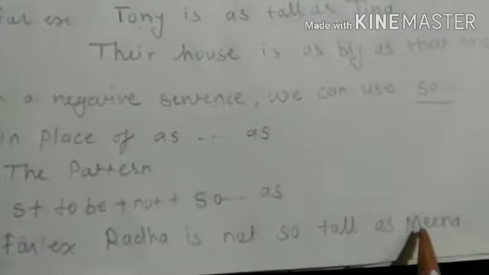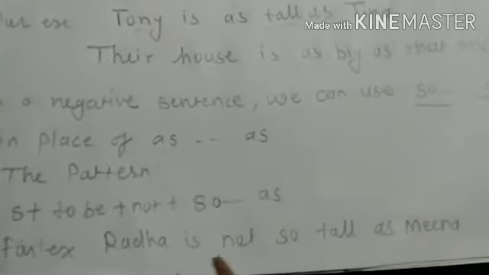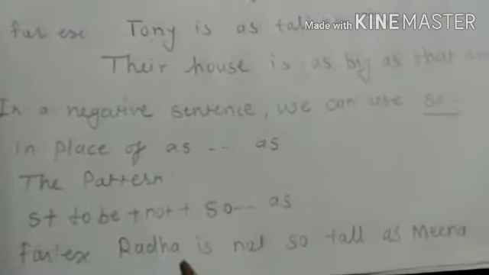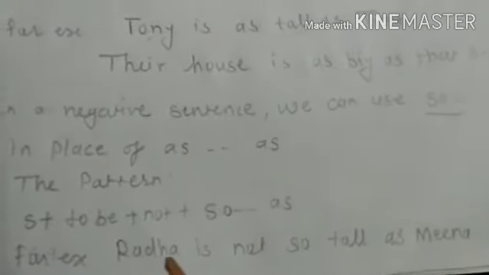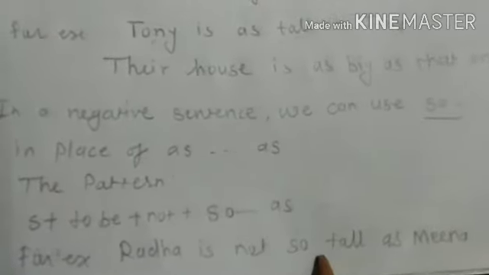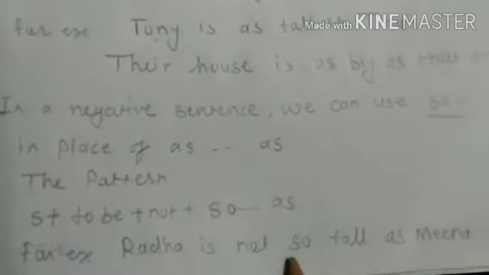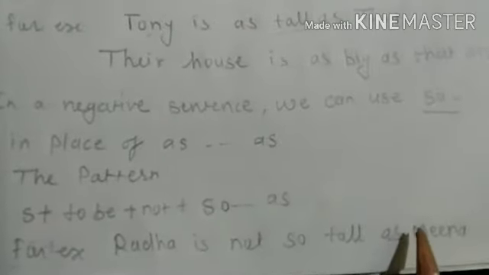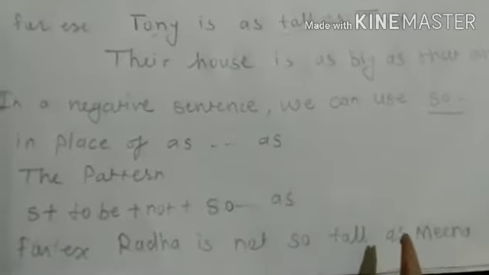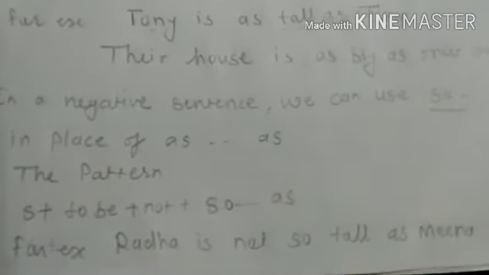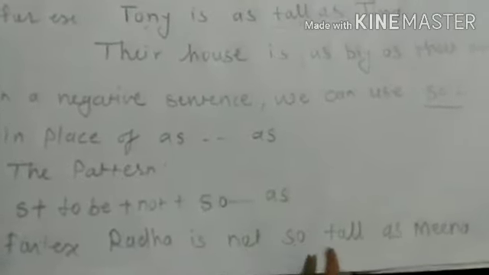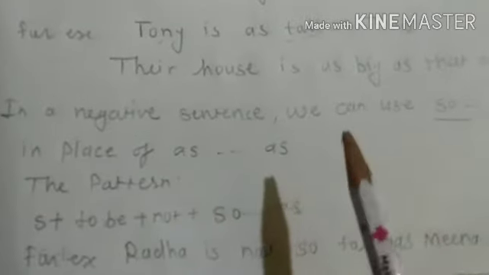Radha is not so tall means Meena is taller than Radha. So this sentence we can write in comparative degree too. But if you want to write in positive degree, this is the form of using positive degree in a negative sentence. Here there is no comparison, meaning both are not the same, they don't have the same height. Meena is taller than Radha. So in this way we can write in positive degree, Radha is not so tall as Meena. That is about positive degree.